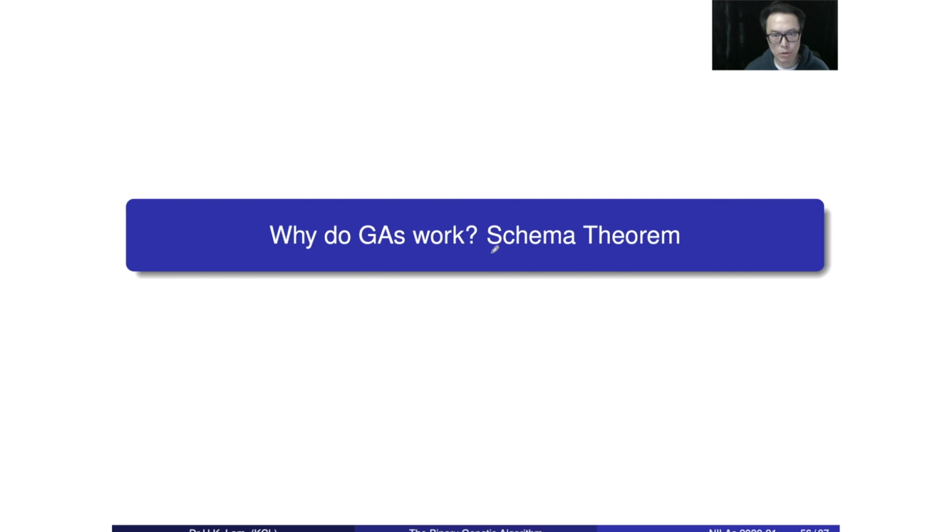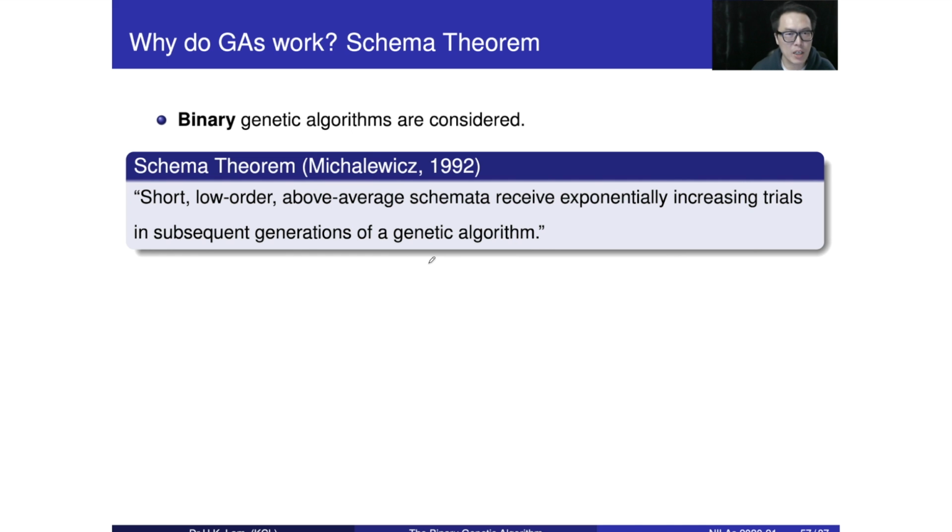Now we know all the basics about the binary genetic algorithm, so we would like to ask one question: why do GAs work? We are going to turn to the schema theorem. This schema theorem is given right here, summarized by this box. Now we only consider the binary genetic algorithm.